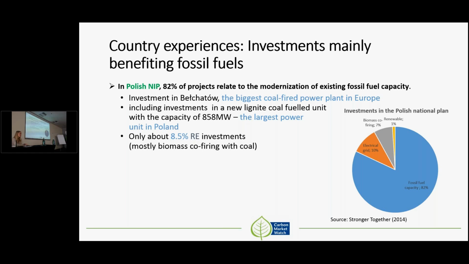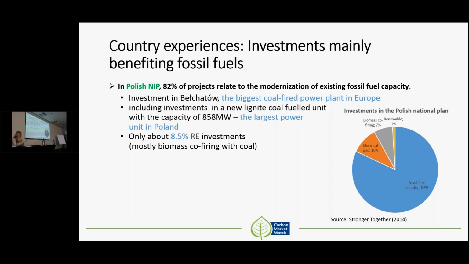in Bełchatów, I'm sorry for my pronunciation, which is the second biggest coal-fired power plant in the world and the biggest one in Europe, where these free allowances were able to be distributed and used for modernization of 12 lignite-fired blocks, and even building one new lignite block. And yes, they also specified in their national plans that 8% of their planned investments will go into renewable energy, but 7% is actually biomass co-fired with coal.